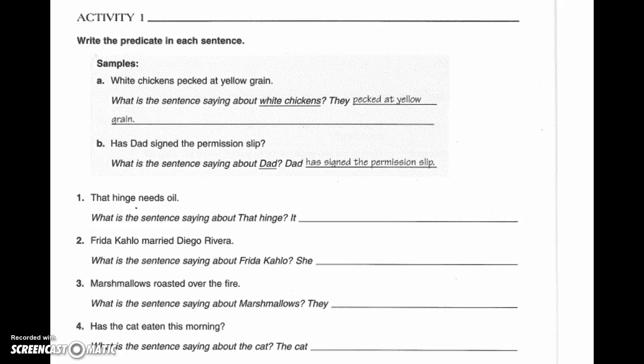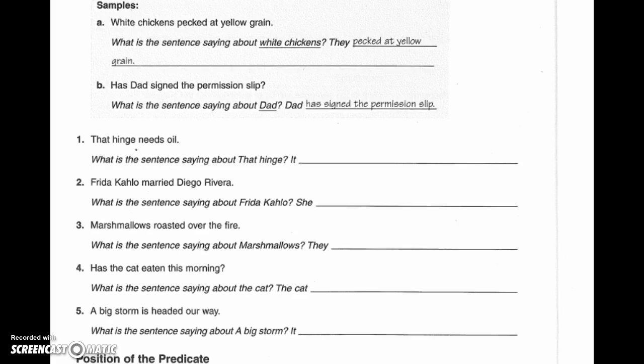So for activity 1, I'd like you to do questions 1 through 5, and you're going to be writing the predicate out as they're asking. Okay, instead of writing it in each sentence on the line, you're going to do that on your line paper. So I'd like you to complete numbers 1 through 5. So pause this to complete them and then continue on.